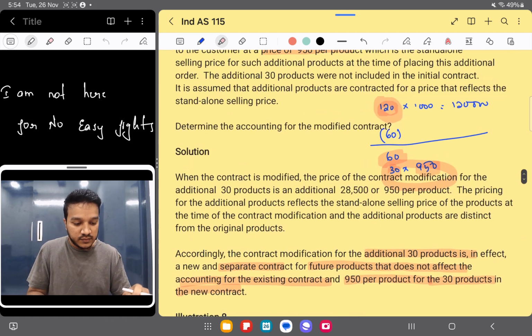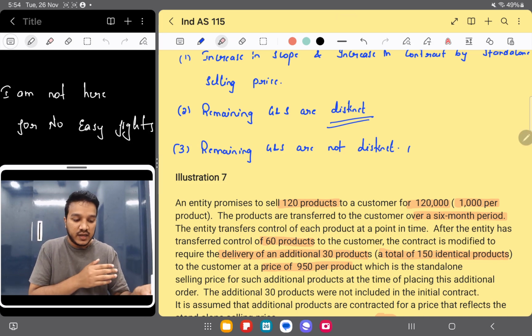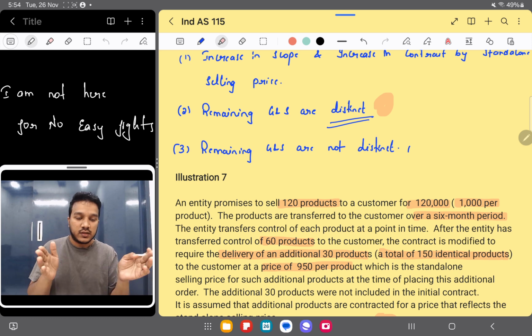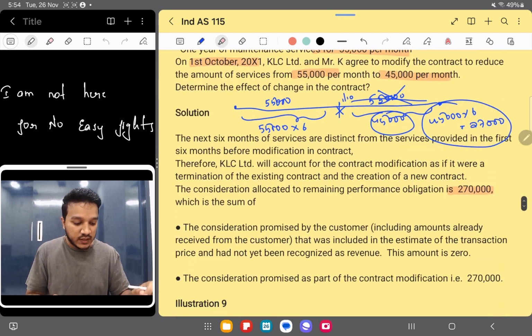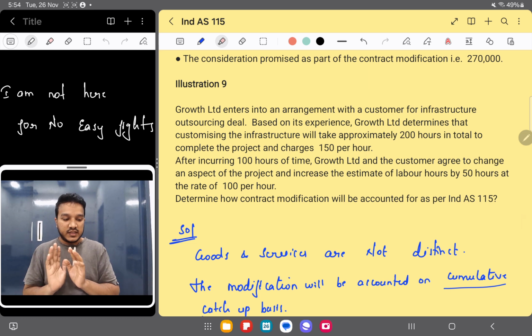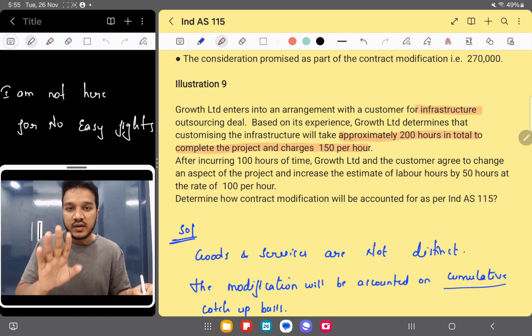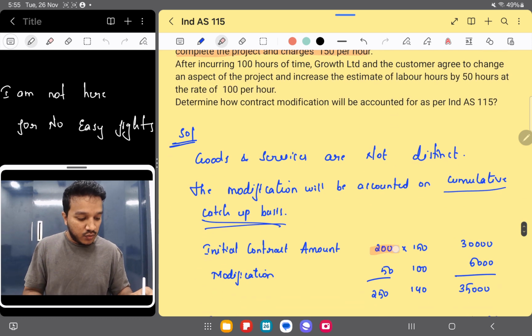And then the last point is remaining goods are not distinct. After the modification, in the previous example we saw that they are distinct. Now if they are not distinct, what will you do? Let's understand that also with an illustration. See, first it's a project, an infrastructure project. Earlier they decided it would take approximately 200 hours in total to complete the project and charge 150 per hour. Earlier, 200 into 150 amounts to 30,000.